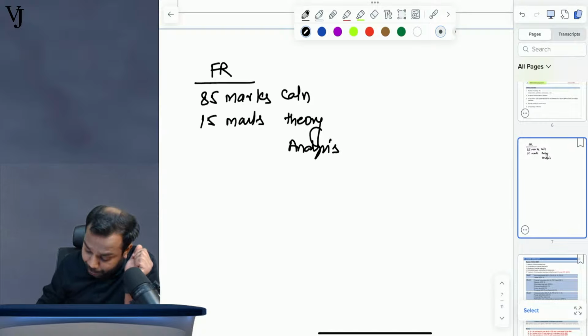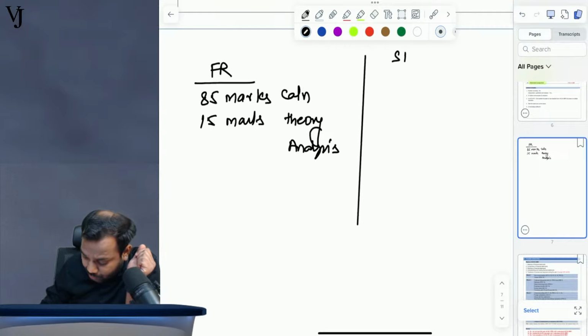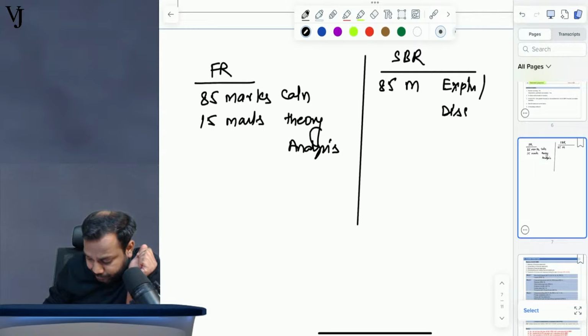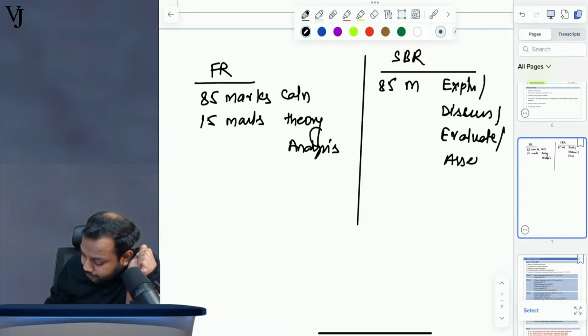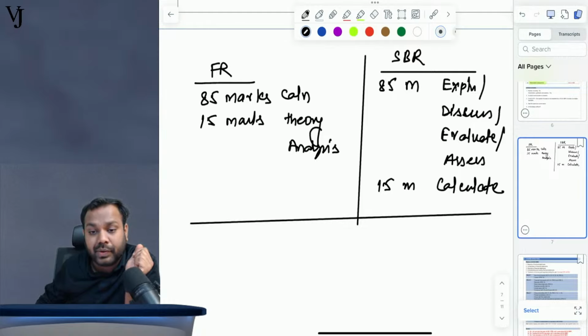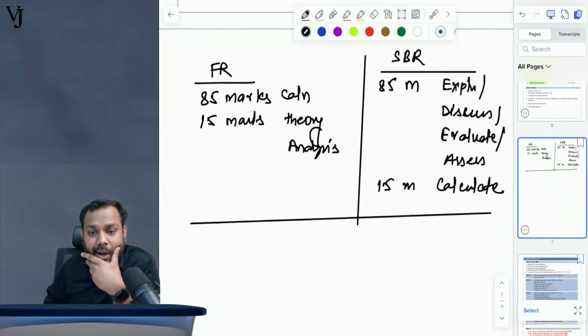But in SBR it's completely the reverse. 85 marks of the paper is explanations: discuss, evaluate, assess, and 15 marks of the paper is to calculate. A significant difference, one of the significant differences. Very good, very good.